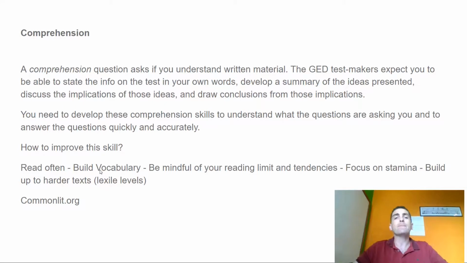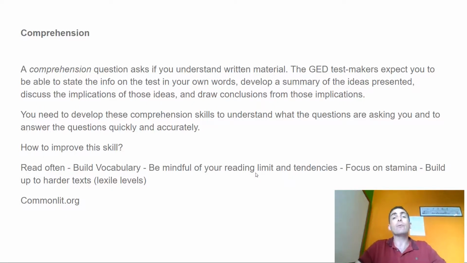It really is slow and steady wins the race when it comes to comprehension. Read a lot, read often, and read from a quality resource, just like Common Lit. Also, you have to be mindful of your reading limit and your reading tendencies.